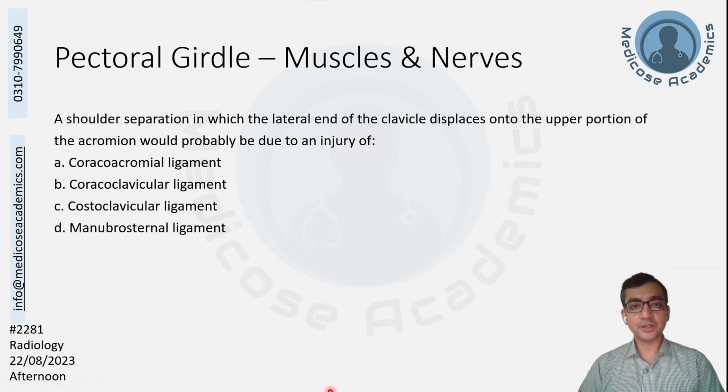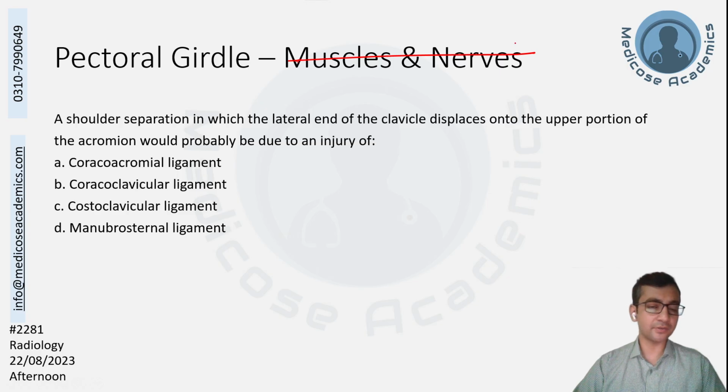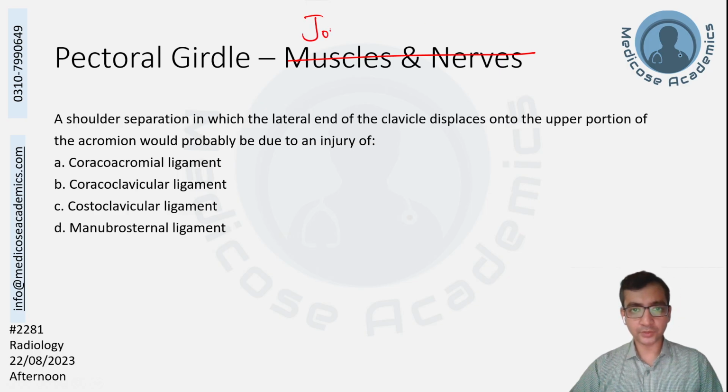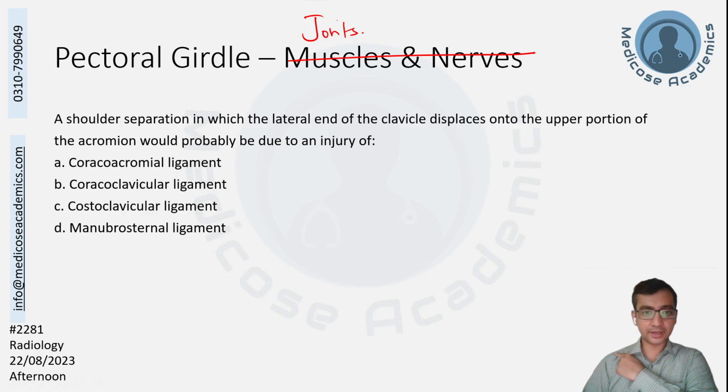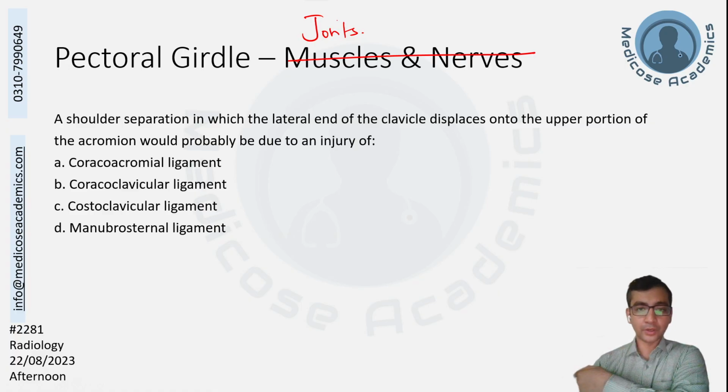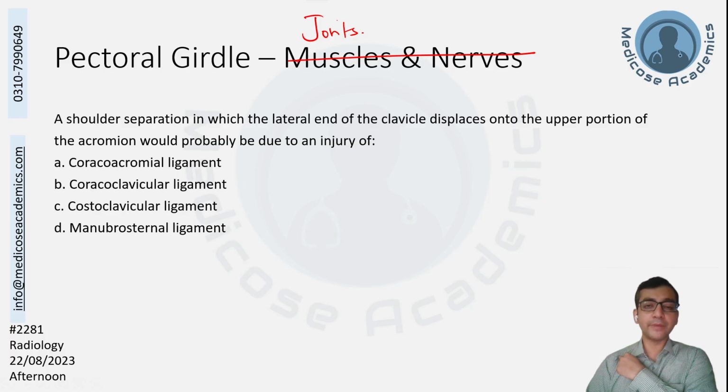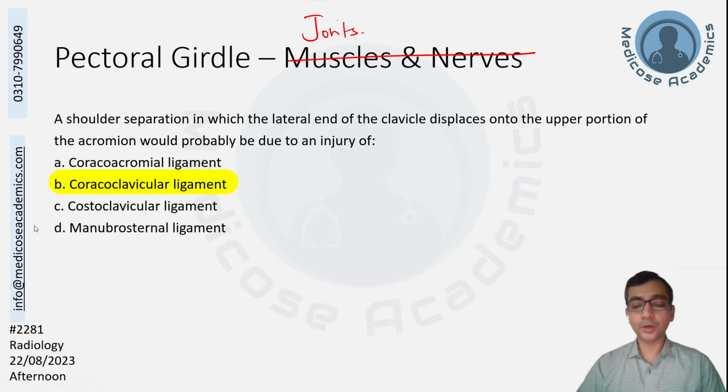A shoulder separation in which the lateral end of the clavicle displaces onto the upper portion of the acromion. It may be probably due to an injury. It's technically not a question regarding the muscles and nerves. It's regarding the joints of the pectoral region and the injury. So you have to imagine an injury where this end of the clavicle moves over the acromion. In order to free this end of the clavicle, you have to break the ligaments that stabilize it. And the most stabilizing ligament here is the coracoclavicular ligament.